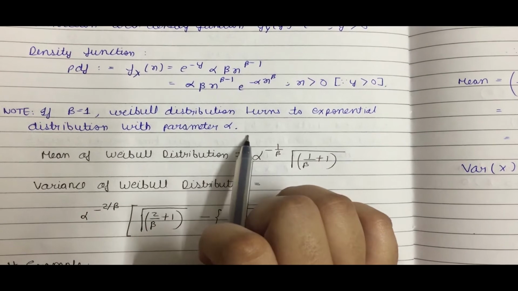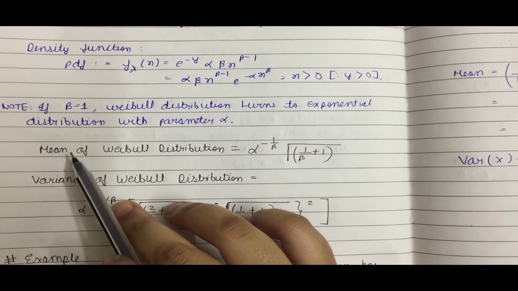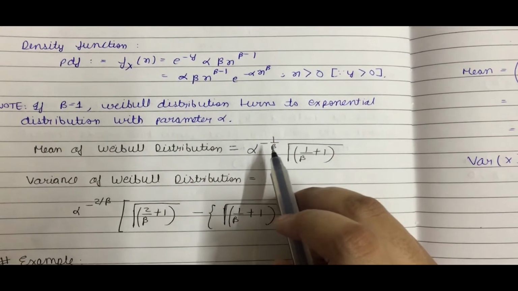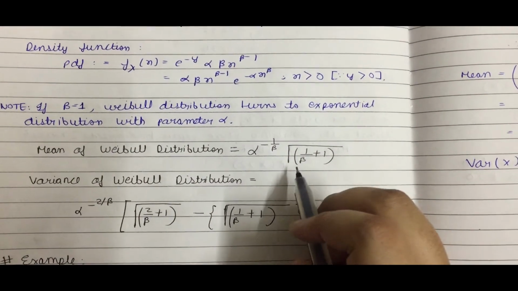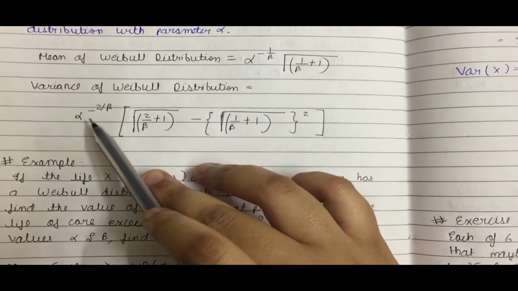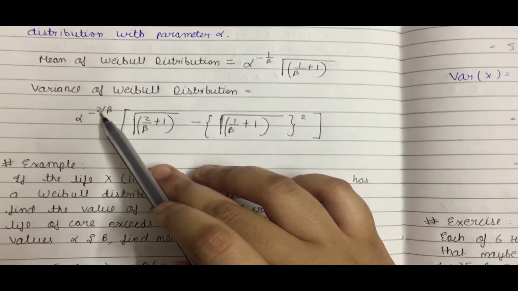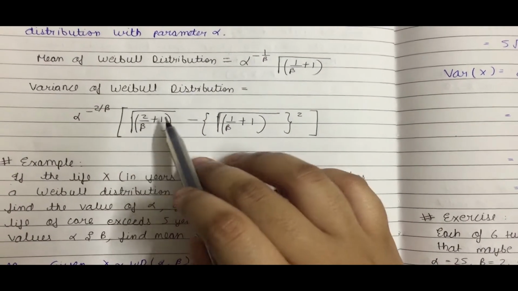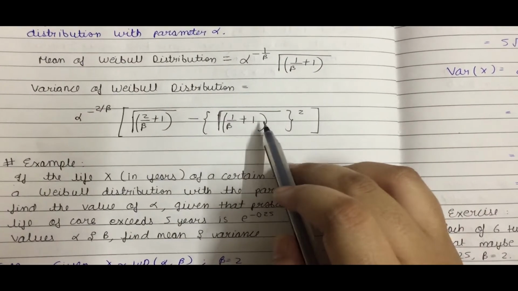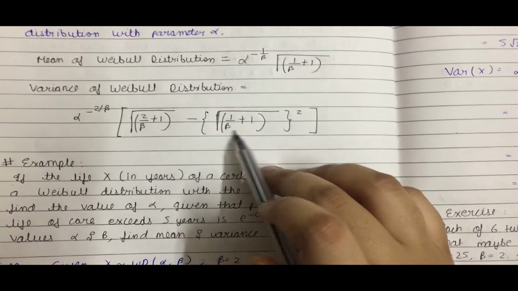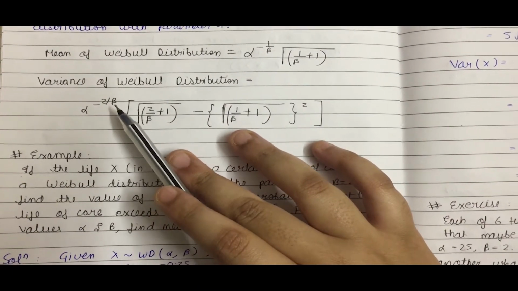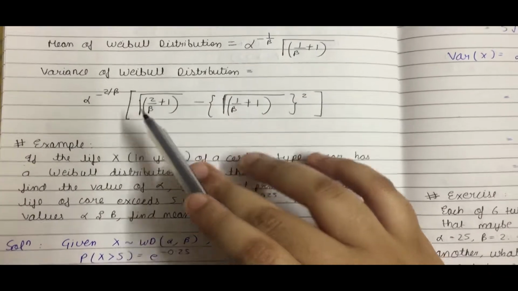with parameter alpha. Mean of the Weibull distribution is equal to alpha to the power minus 1 by beta and gamma of 1 by beta plus 1. And variance of Weibull distribution is equal to alpha to the power minus 2 by beta and gamma of 2 by beta plus 1 minus whole gamma of 1 by beta plus 1 square, and this would be subtracted from this, and this whole multiplied with alpha into alpha to the power minus 2 by beta.